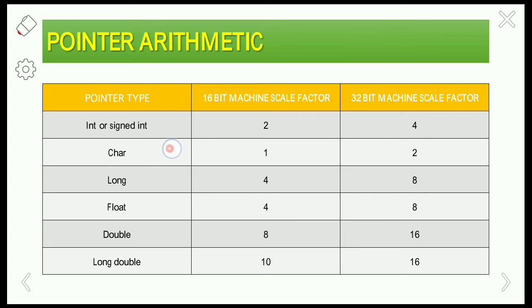Here for integer or signed integer, the scale factor is given for the 16-bit machine, and 4 bytes in the 32-bit machine. Similarly, the scale factor of character is 1 byte in a 16-bit machine and 2 bytes in a 32-bit machine. And for long, 4 bytes in a 16-bit machine, and in a 32-bit machine 8 bytes are allocated. Like this it is given for all the data types of these two different machines. You have to remember this table for performing the pointer arithmetic operations.